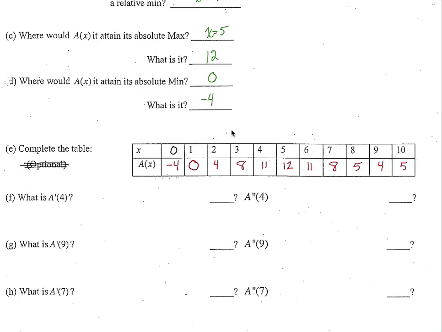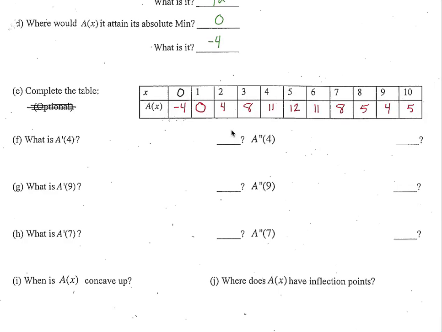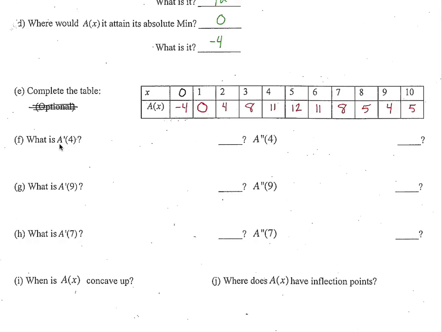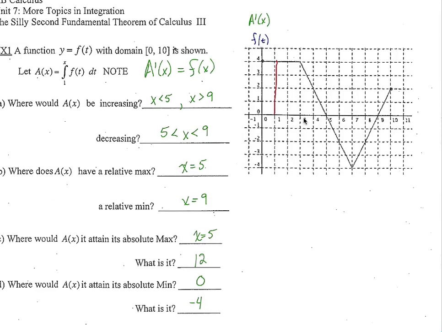All right. Moving on. So f, the derivative at 4. Well, remember that this graph way up here, at 4 its derivative, right? So this is the derivative of the a function. At 4 its derivative is going to be 2.